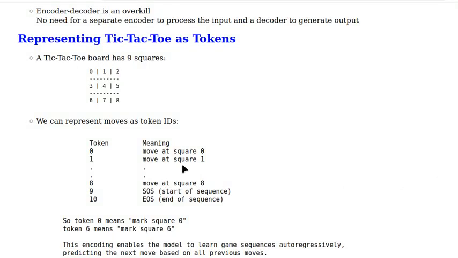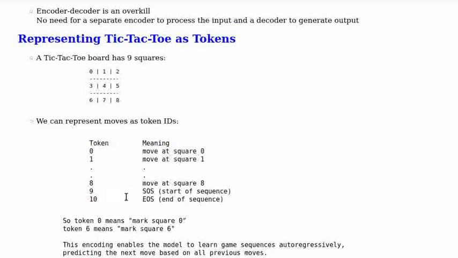When training a transformer to play tic-tac-toe, we represent each move as a token. The board consists of 9 squares, labeled 0 through 8, and each token corresponds to marking a specific square. In this representation, tokens 0 to 8 represent placing a mark on the corresponding square. For example, token 0 means mark square 0, token 1 means mark square 1, and token 8 means mark square 8. Token 9 represents the start of sequence, SOS, signaling the beginning of a game.